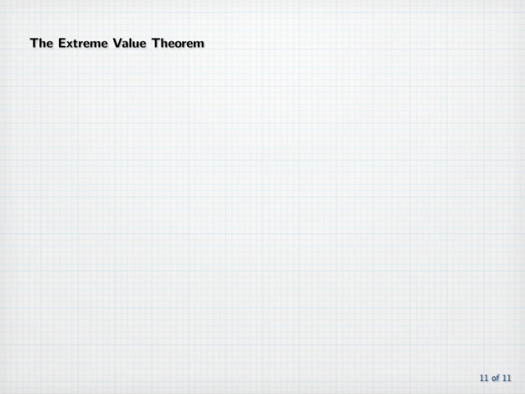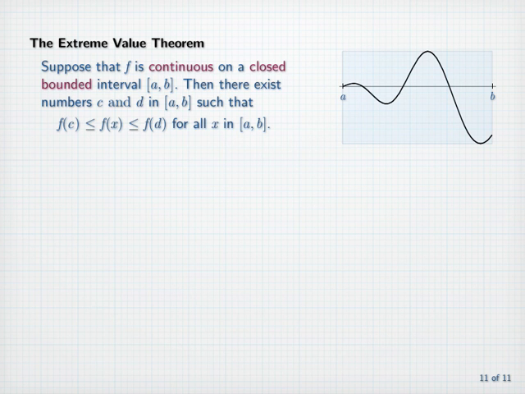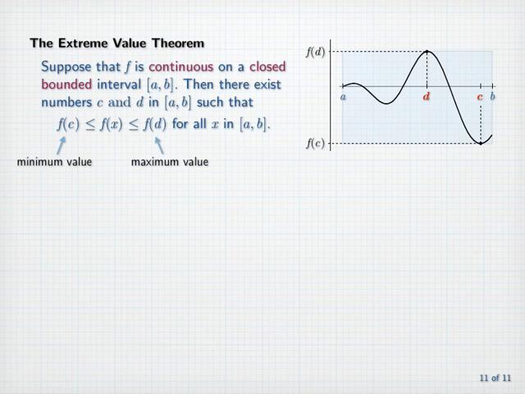The extreme value theorem states another important property of continuous functions. Suppose that f is continuous on a closed bounded interval [a, b]. Then there exist numbers c and d in the interval [a, b] such that f of x is greater than or equal to f of c and less than or equal to f of d for all x in [a, b]. The number f of c is the minimum value of f on the interval, and the number f of d is the maximum value of f on the interval.